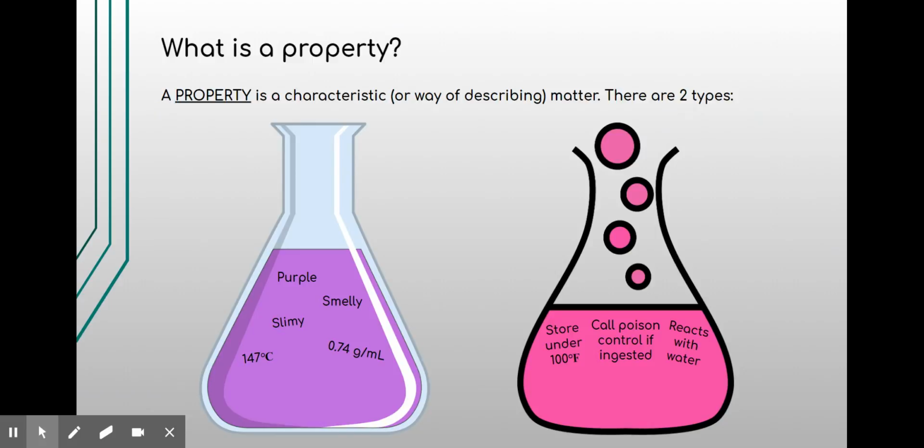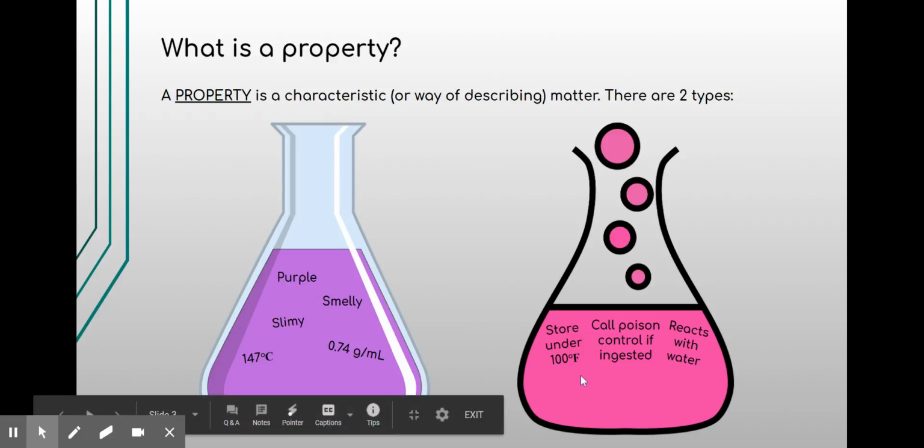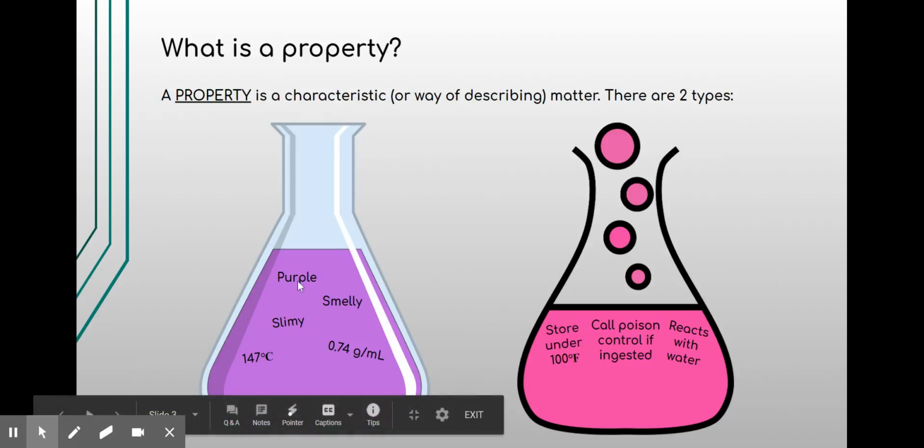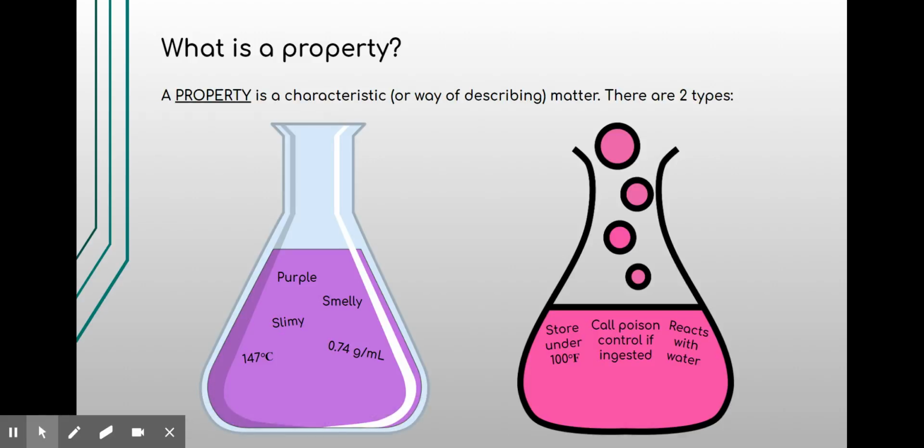So, what is a property, anyways? A property is just a way that we can describe matter. I might tell you, hey, don't store that hairspray under 100 degrees Fahrenheit, or you need to call poison control if you swallow this toothpaste. You might look at your candy and say, oh, it's purple and it's slimy. And it's currently at 74 degrees. I don't know.